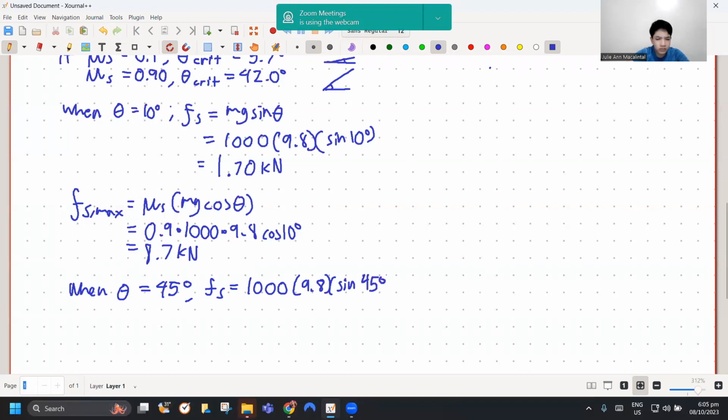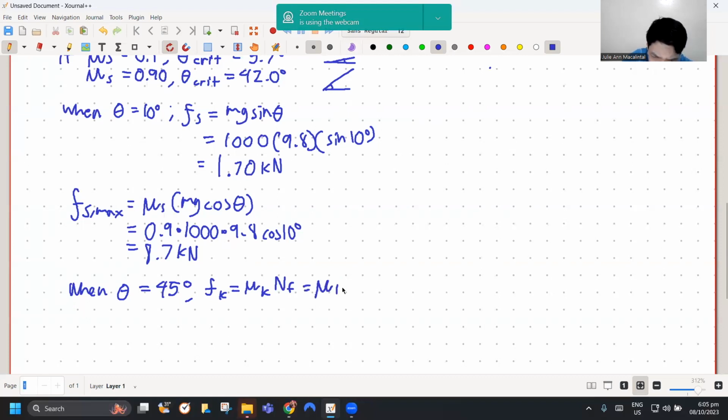Teka, pag lagpas ka na sa critical angle, wala nang static friction. Ano yung dapat na expression for the friction? Friction is equal to mu k pala. Times nf. So f is equal to mu k times nf.